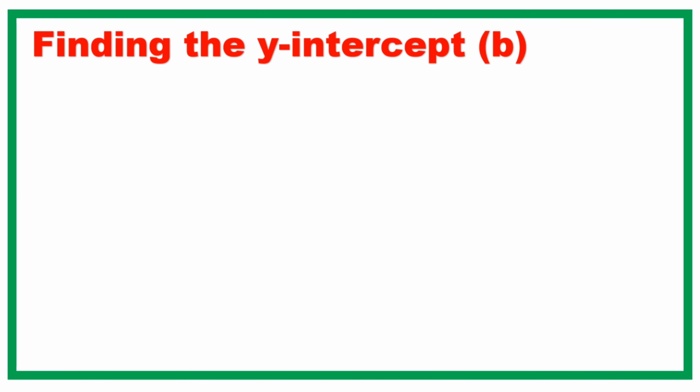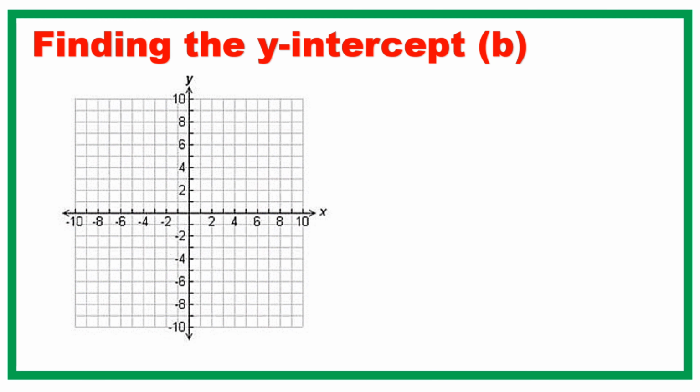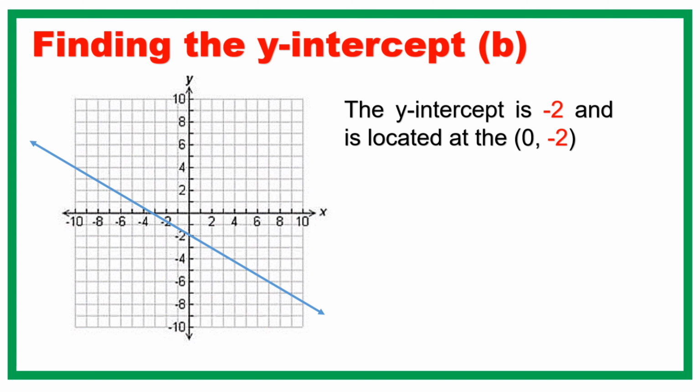Finding the y-intercept. Here is the line. What is our y-intercept? The y-intercept is -2 and is located at (0, -2). There it is, our y-intercept, (0, -2). Y-intercept, or the b, is -2. You got it.